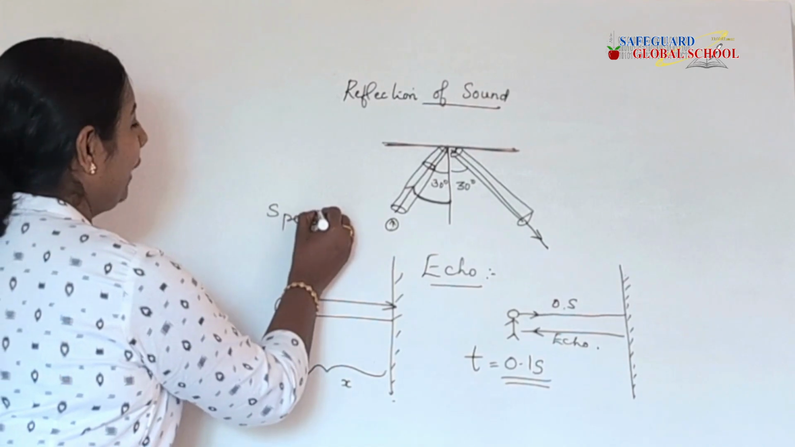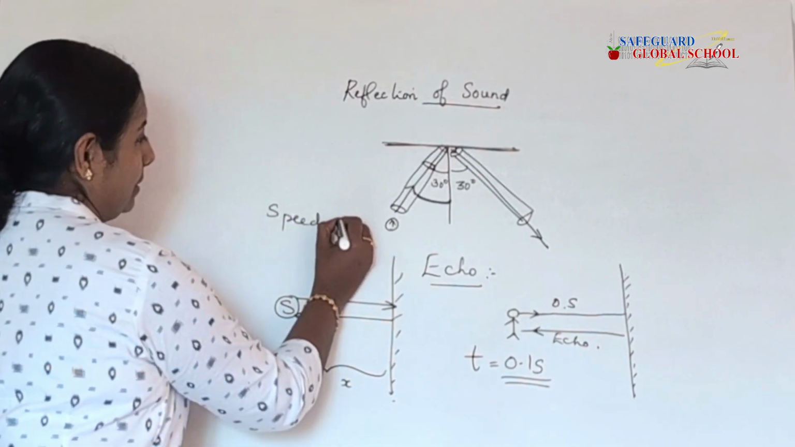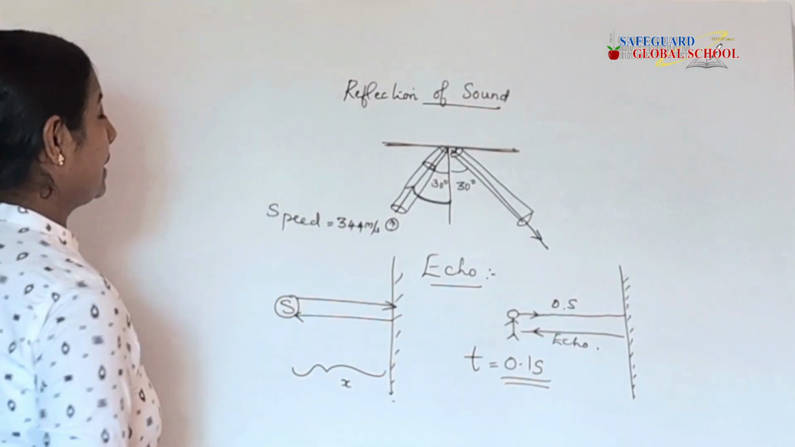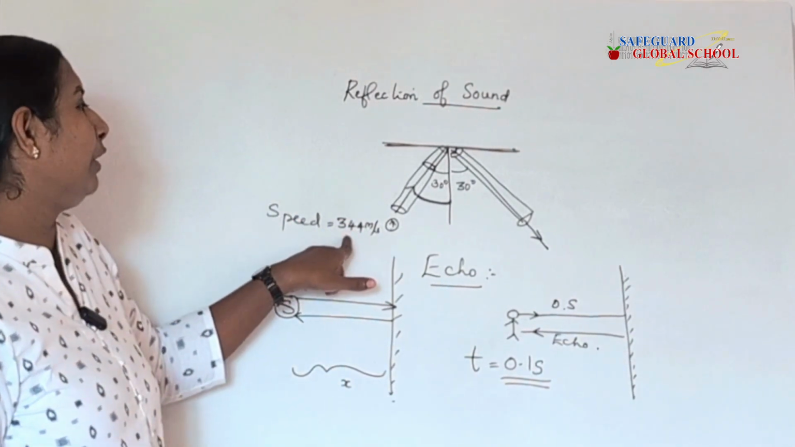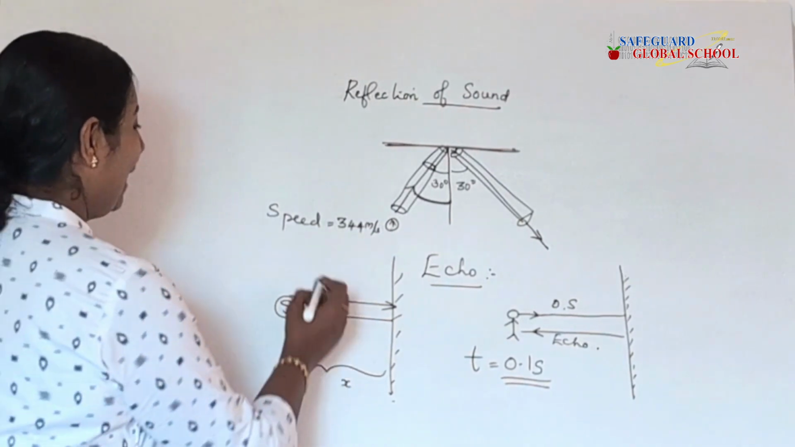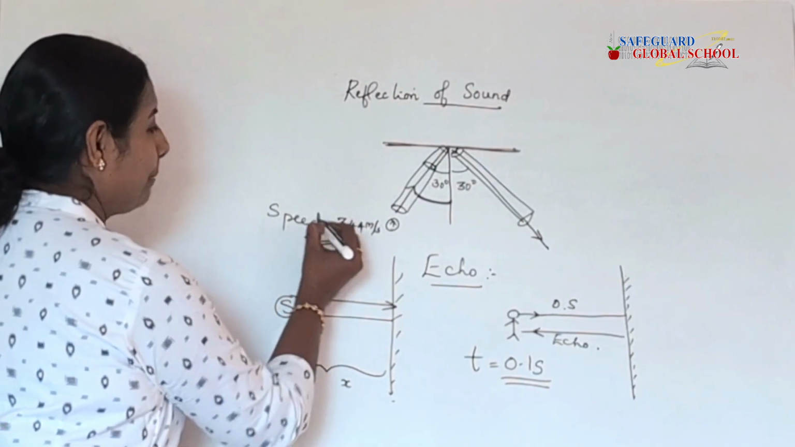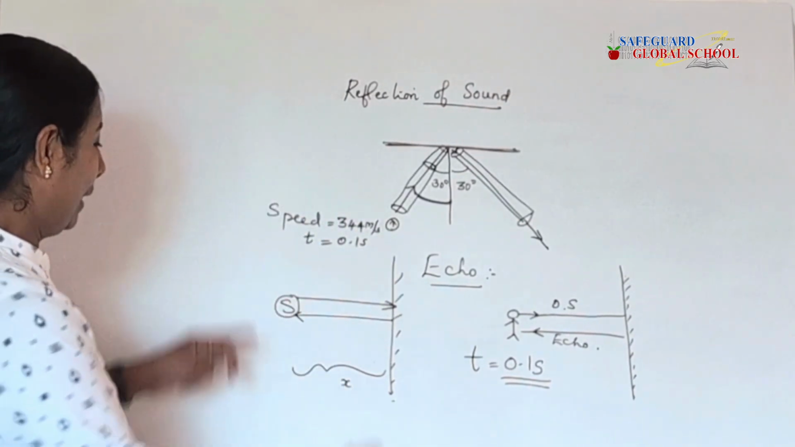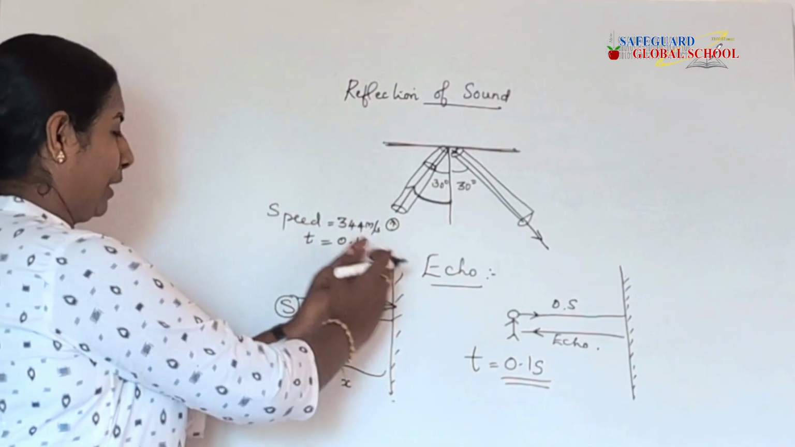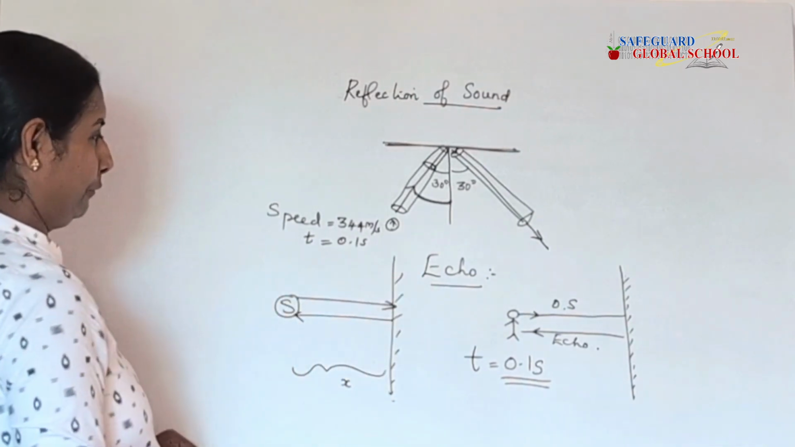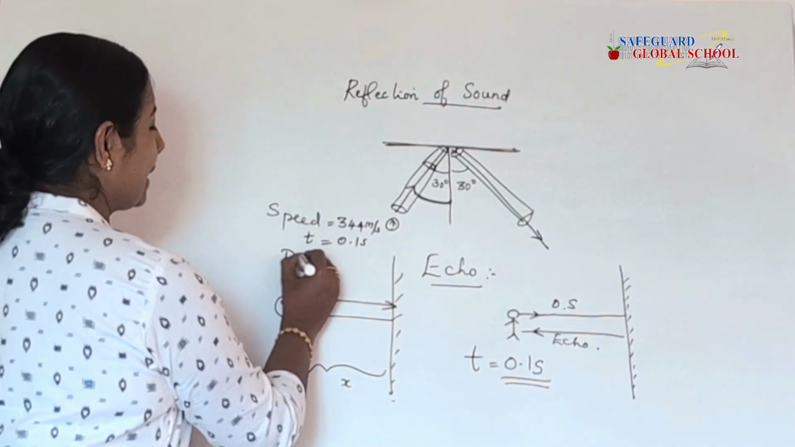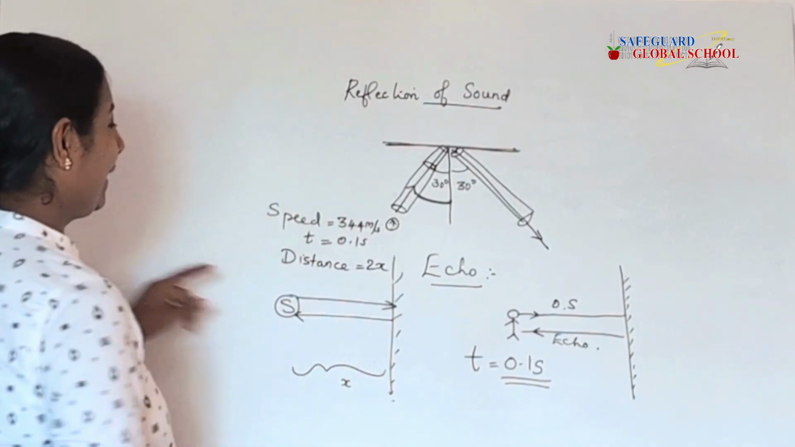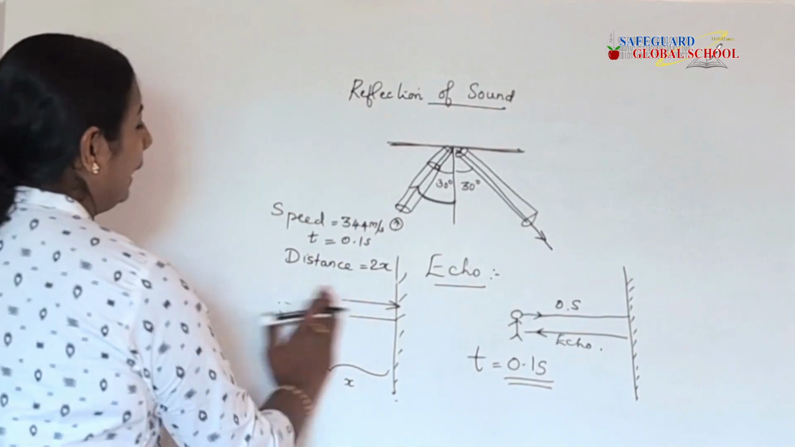Consider the speed of sound at 22 degrees Celsius. Suppose the surrounding medium is having a temperature of 22 degrees Celsius. So the speed is 344 meter per second. And what must be the time elapsed minimum required? It is 0.1 second. So sound has traveled from the source to the reflecting surface and back from the reflecting surface. So what is the total distance traveled by the sound? It will be 2x, right? So let us understand.